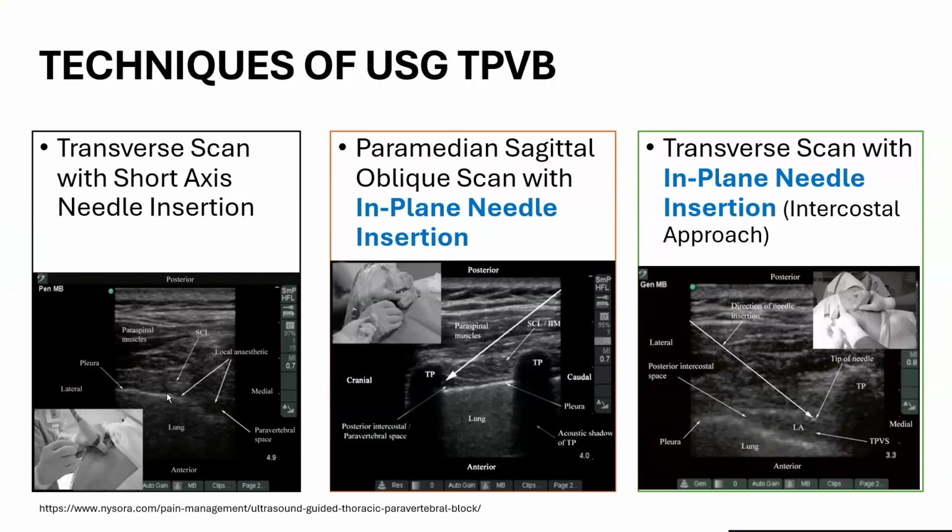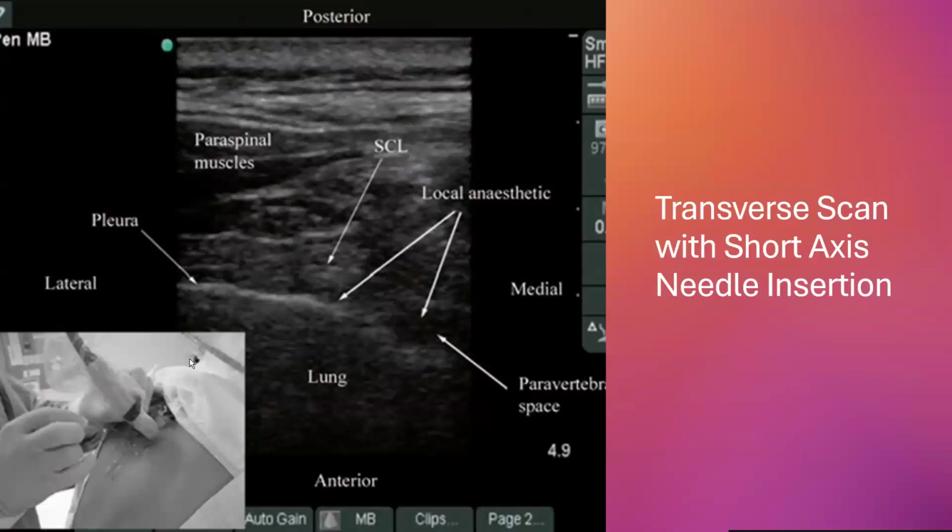Now, in which ways can the needle be placed? First of all, as I showed, it is the transverse scan with short axis needle visualization. Here we are putting the needle with the, it can be possible with in plane and out of plane, but usually this in plane technique is comparatively safer compared to the out of plane. This second and third position is comparatively an in plane technique, and you can adapt in between to out of plane.